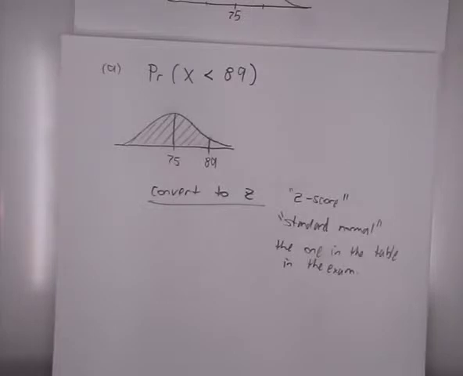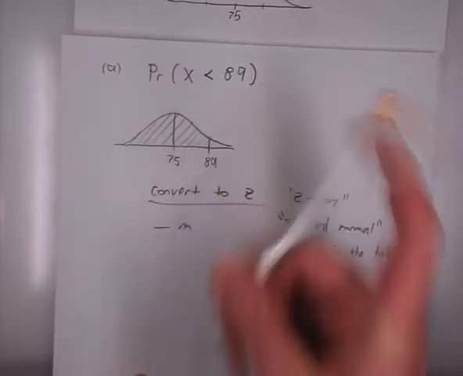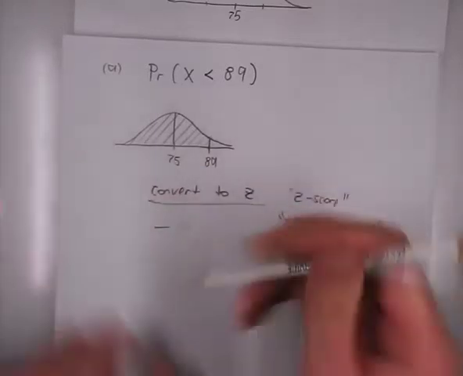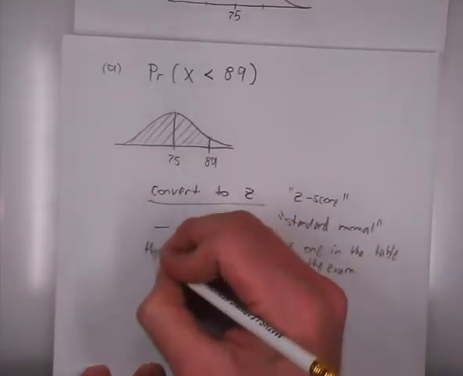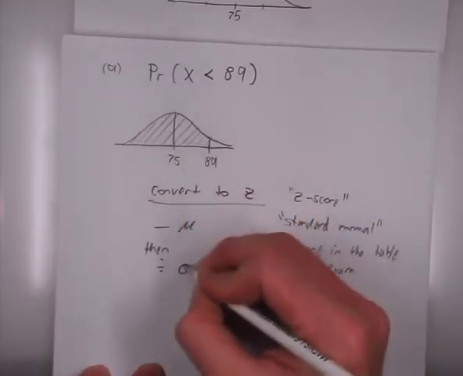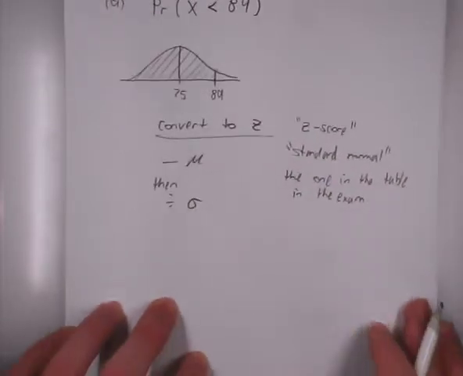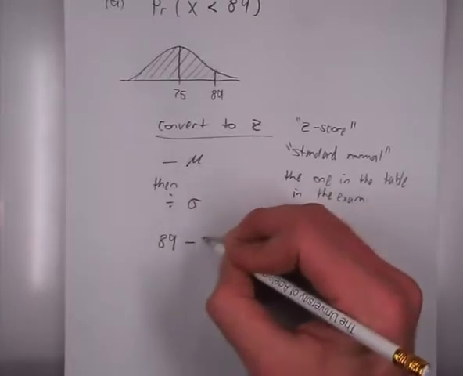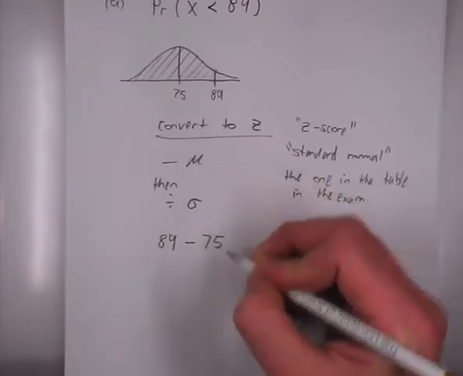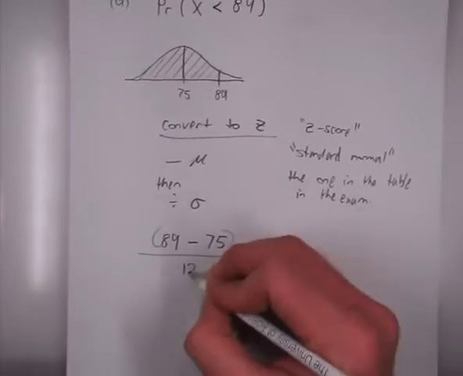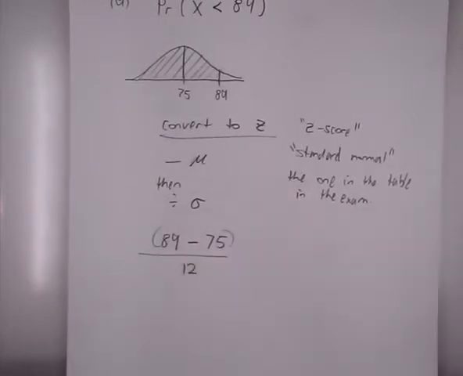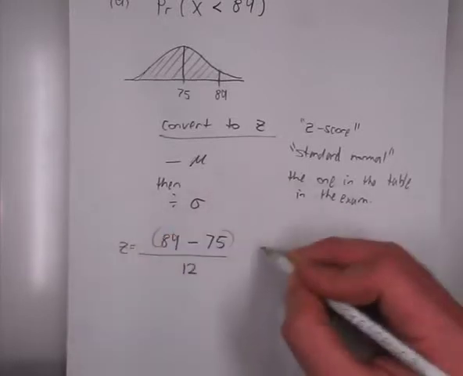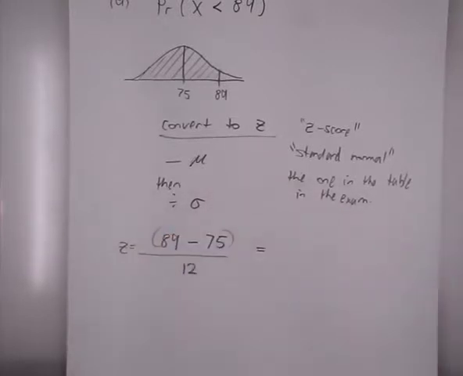So in order to convert to Z, we have to subtract the mean and then divide by the standard deviation. So minus the mean, then divide by the sigma. Okay? So what we're going to do is we're going to get our 89. We're going to take off the mean, which is 75, and we're going to then divide by 12, because that's the standard deviation. And that's going to give us a Z-score. Could someone do that for me?